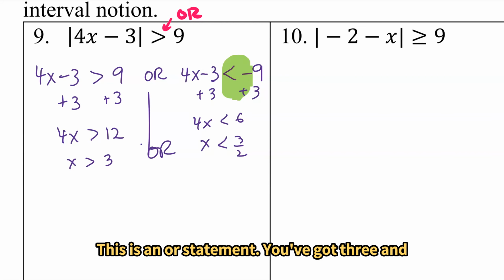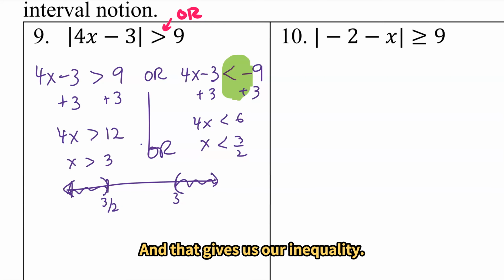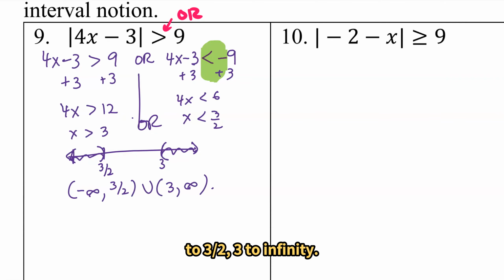This is an or statement. We've got 3 and 3 halves. X is greater than 3. X is less than 3 halves. And that gives us our inequality. Our interval is negative infinity to 3 halves, union 3 to infinity.